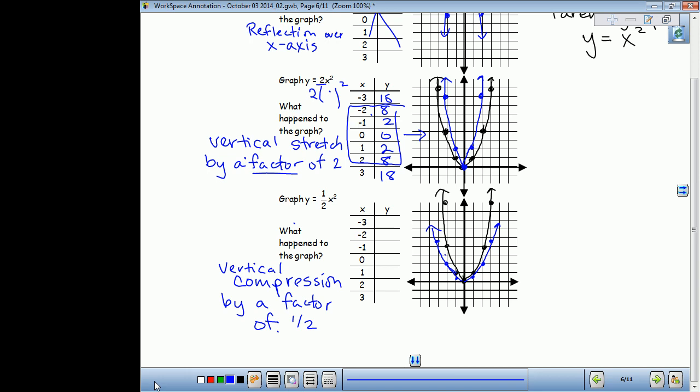When you push down on my hands, it made it wider. So it's factors, it's the coefficient. Yes, the coefficient is a factor.